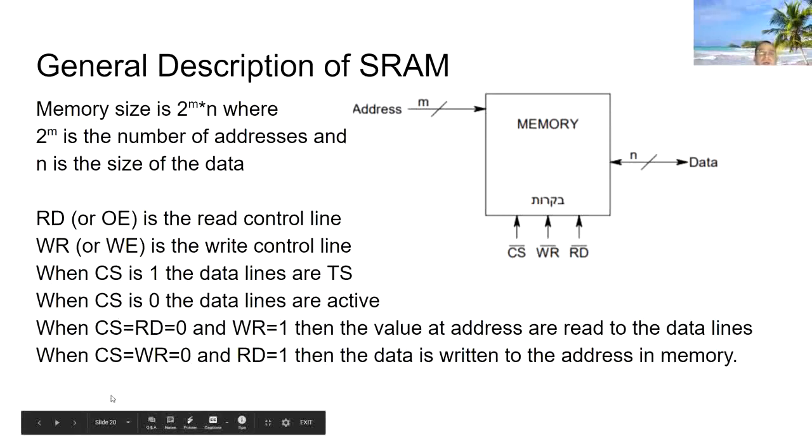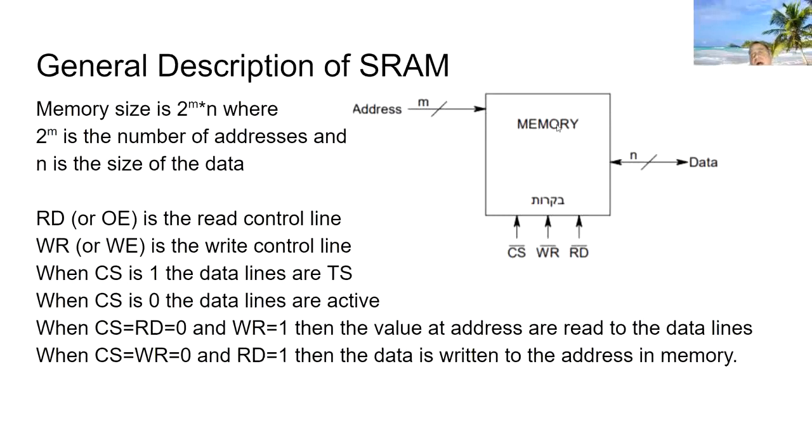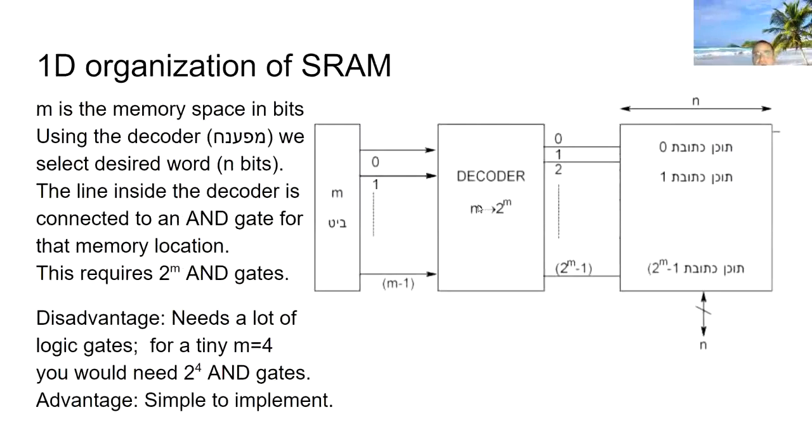Notice the chip select always has to be set, because we're going to see in the next slides that you can combine these, and then you have to choose which one you want. So we'll see. First, before we get there, we have two concepts called 1D, where D stands for dimension. One-dimensional organization of RAM, of SRAM.